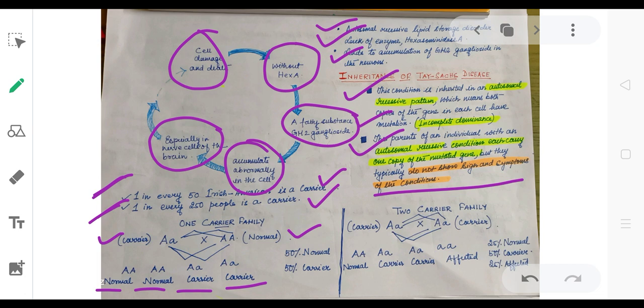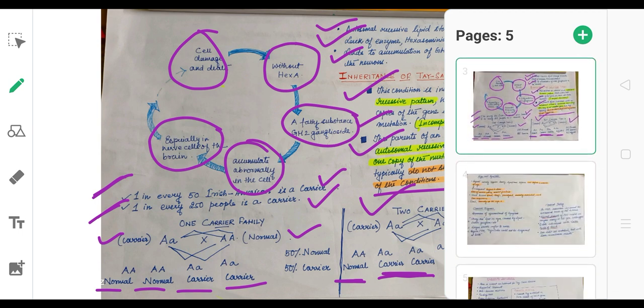On the other hand, if you have two carriers in the family, that is both mother and father are carriers, then what do you get to see? You get 25% normal, 50% carrier and 25% affected. So this is the overall scenario. That is why, since it is autosomal recessive, there is a 25% chance that the offspring will be affected if both parents are carriers. Okay.